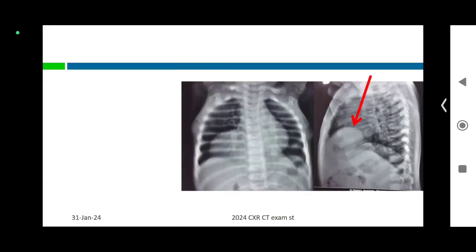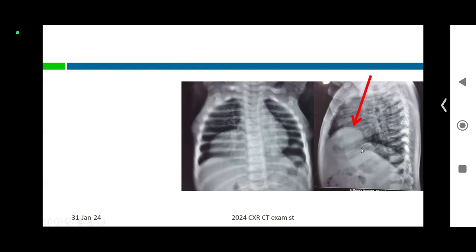Okay. What is this? This is nothing but a segmental eventration. This is how it looks like. Don't think it is a mass. Don't think it is a consolidation. Don't think it is a round pneumonia. You are able to follow this.